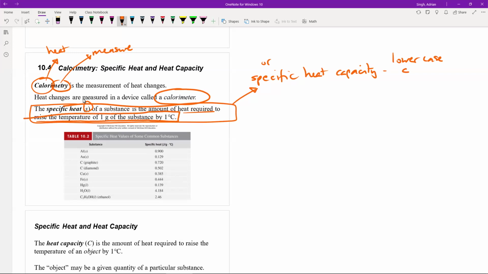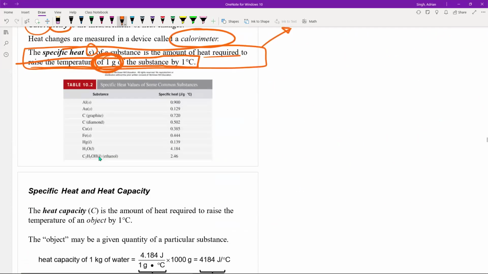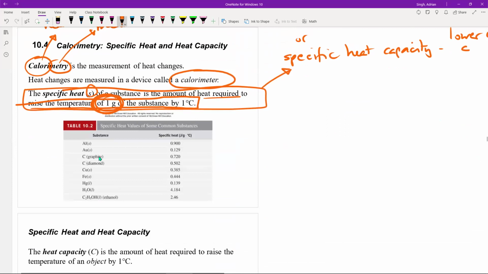So it's specific because now it's specifically raising the temperature of 1 gram by 1 degree. What it's giving you is an idea of how much energy you need to provide to increase the temperature of 1 gram of this thing by 1 degree Celsius, right? So it's a really good way to compare specific heats of different substances. I'll give you an example of two things that we'll see on this chart, table 10.2.